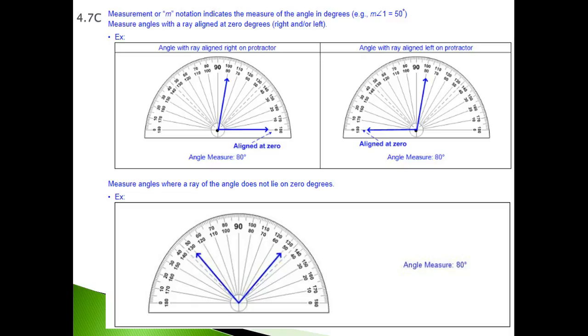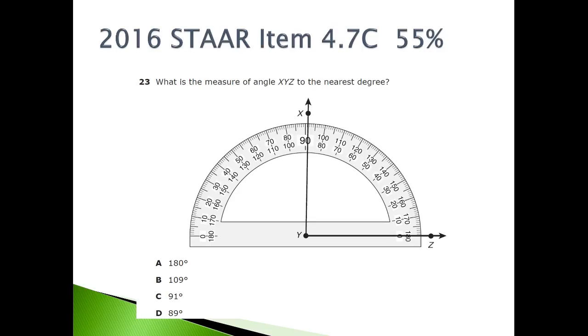So here's where you might need to actually read a protractor from right to left, or left to right, or only the angles, the space between the 2 rays in the middle. So notice here the kids may have to subtract the one angle from the other. Then this is an example of a 2016 STAAR item, 55% mastery. The question is, what is the measure of angle XYZ to the nearest degree? So notice here the kids had to make sure to measure 89 degrees.